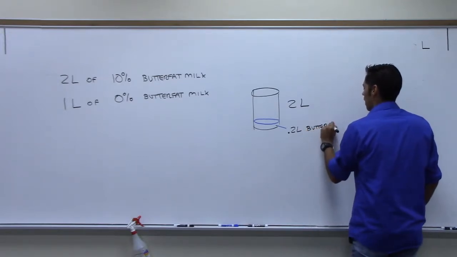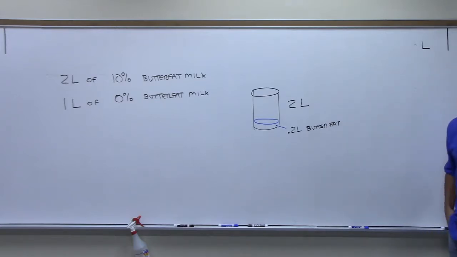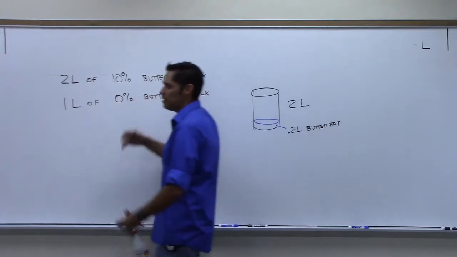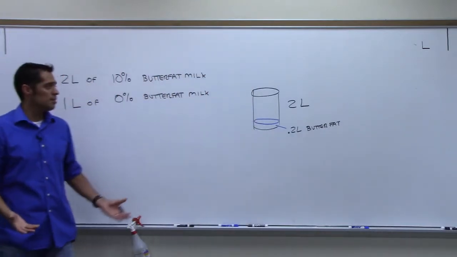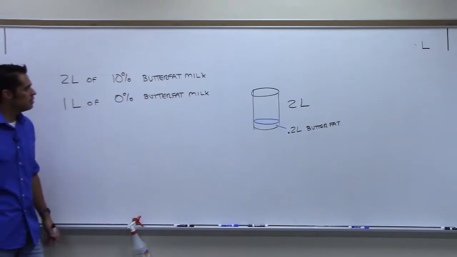I'm just going to put butterfat, right? Does that make sense to you all? If you got 2 liters of stuff and they're saying 10% of it is butterfat, then that means 0.2 liters of it must be the butterfat. The rest of it is just water or whatever else.